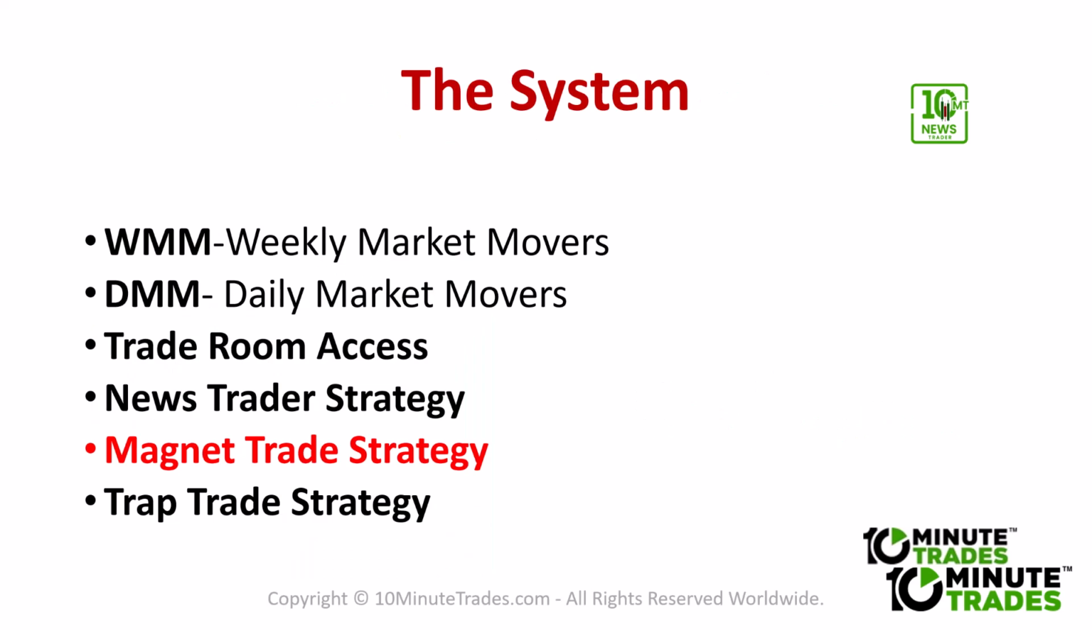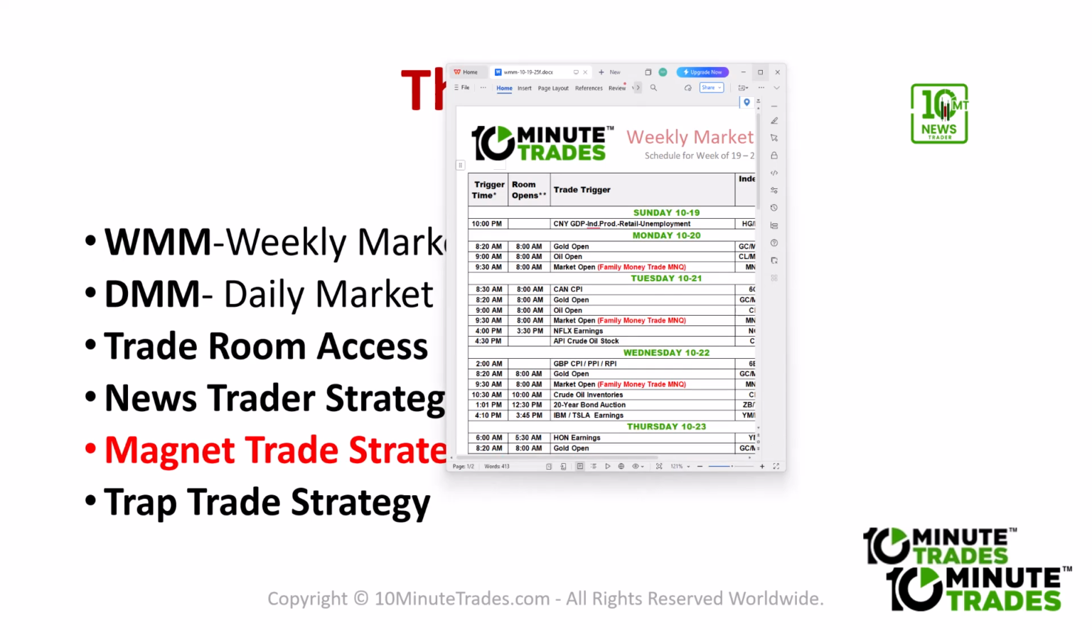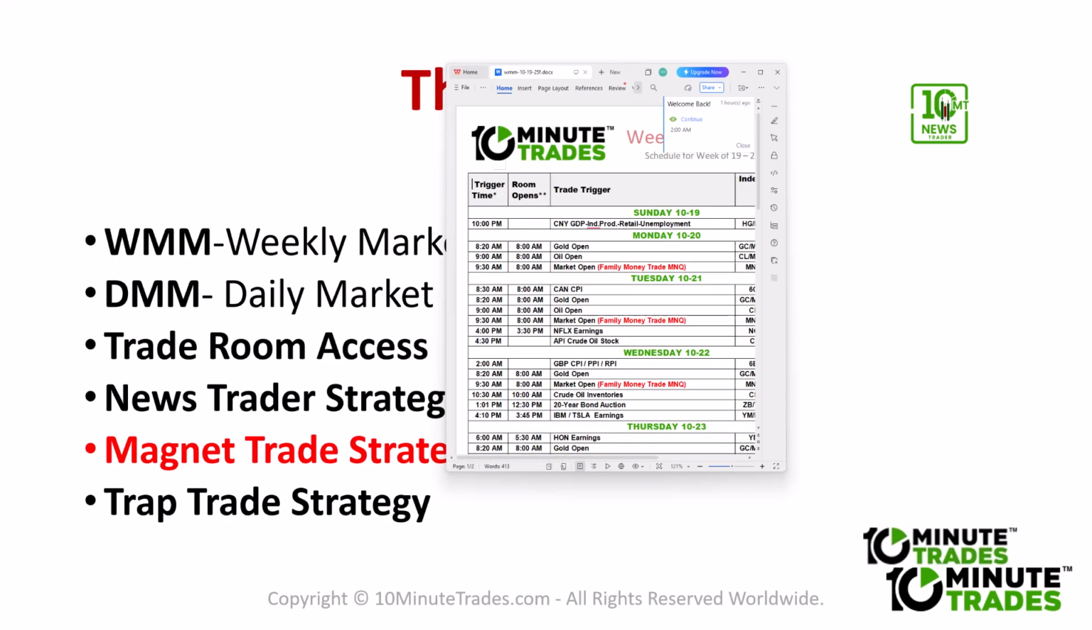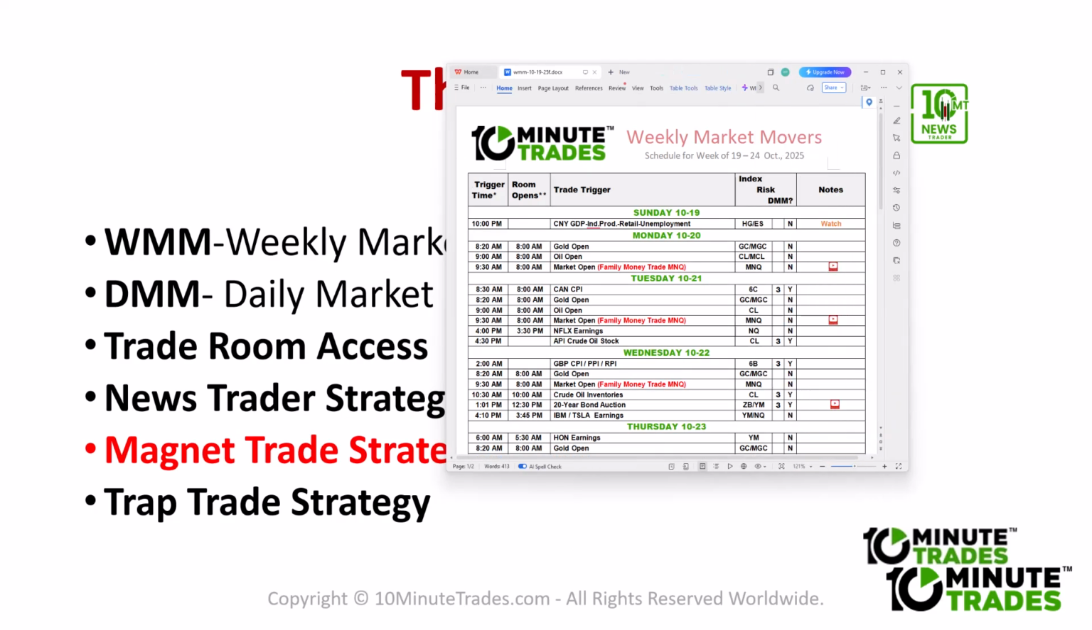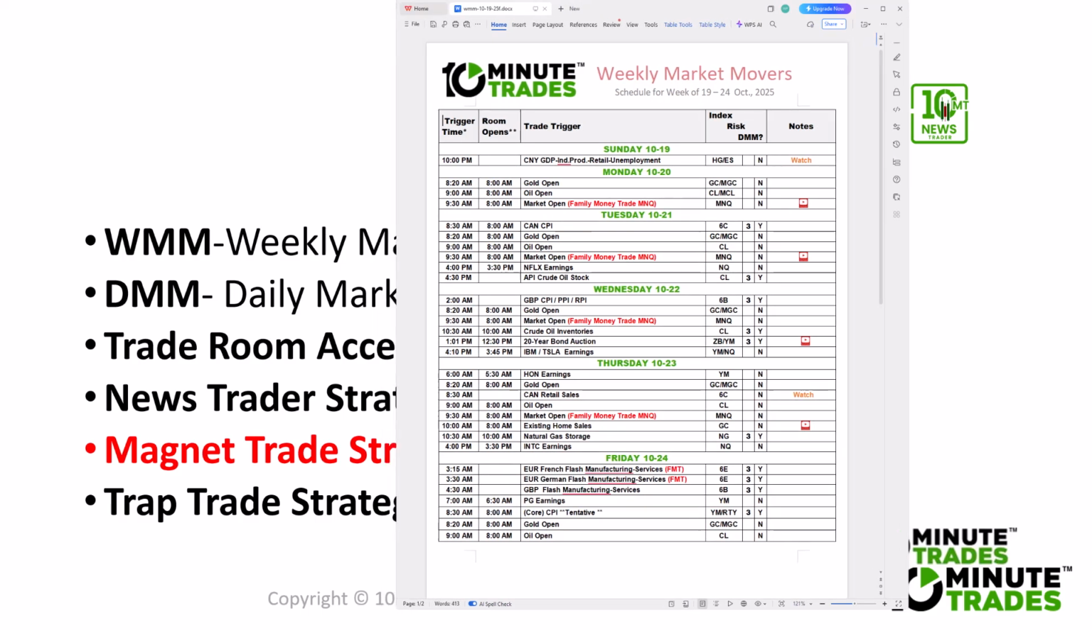So again, we have these very important elements that make up our system. The weekly market mover is our weekly schedule. And let me show you this week's schedule. It was a very active week this week. We had a lot going on. This is what our weekly schedule looks like. Every Sunday, our members receive the schedule, and it's also put on our website, so you can download it. It's usually out, I would say, without fail before Sunday, but we distribute it via email every Sunday.